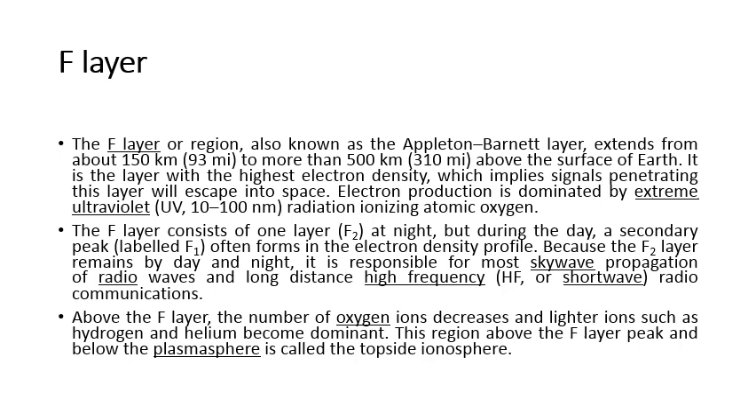The F layer consists of one layer at night, but during the day, a secondary peak, F1, often forms in the electron density profile. Because the F2 layer remains by day and night, it is responsible for most skywave propagation of radio waves over long distances. Above the F layer, the number of oxygen ions decreases and lighter ions such as hydrogen and helium become dominant. The region above the F layer peak and below the plasmasphere is called the topside ionosphere.